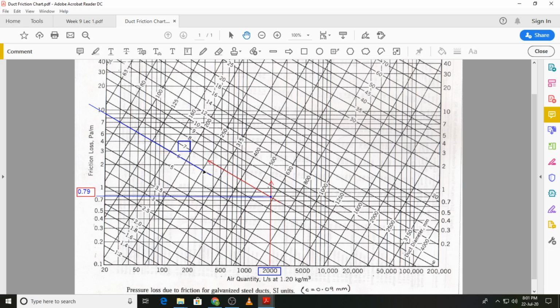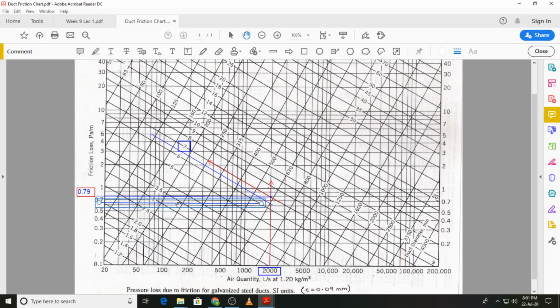The next guess was 6.5, so you can see that we will have to draw a line ourselves which has a value of 6.5, so I'll try to just place it somewhere in the center. So we are roughly in the center between 6 and 7, and then again what you will have to do, where it intersects this line of 2000 liters per second, you will read the value of the friction factor.